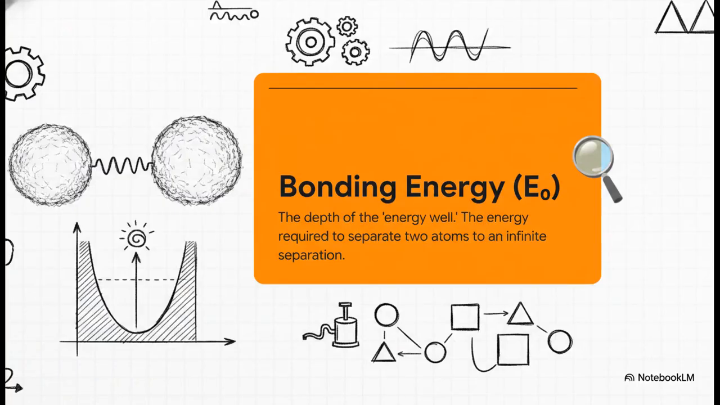Now, the depth of this well is a really big deal. We call it the bonding energy, or E0. It's basically a measure of how much energy you'd have to pump into the system to break that bond and pull the two atoms completely apart. So a deeper well means a much stronger, much more stable bond.